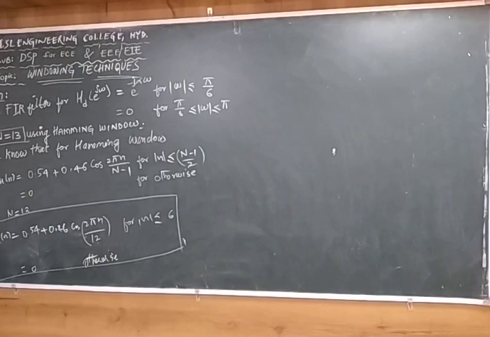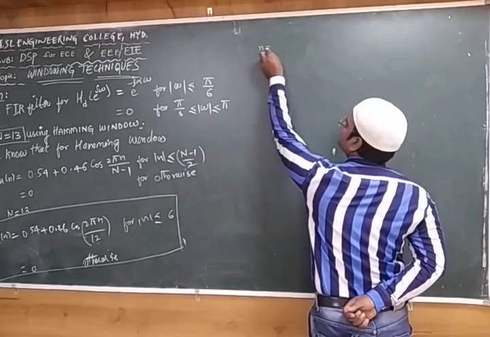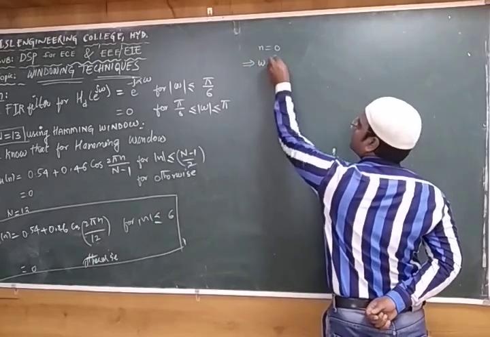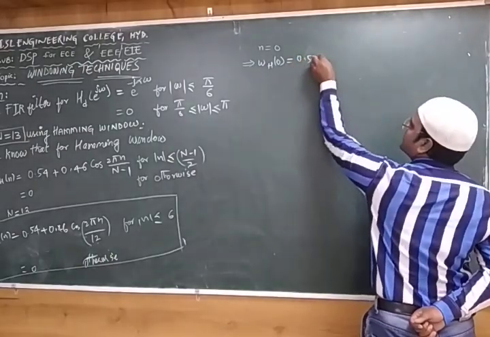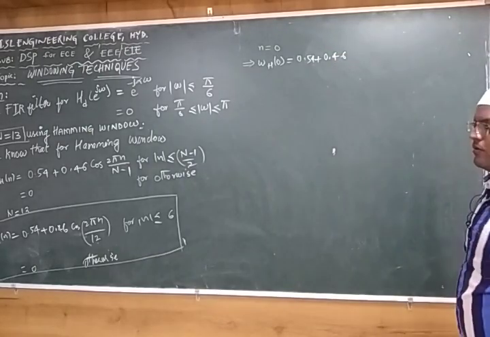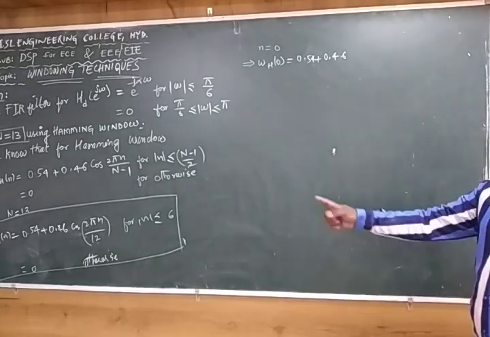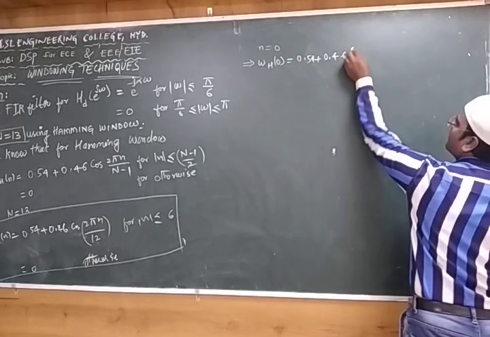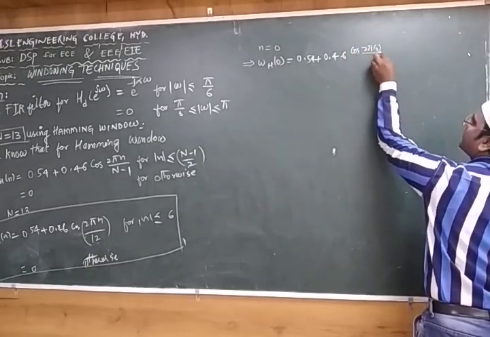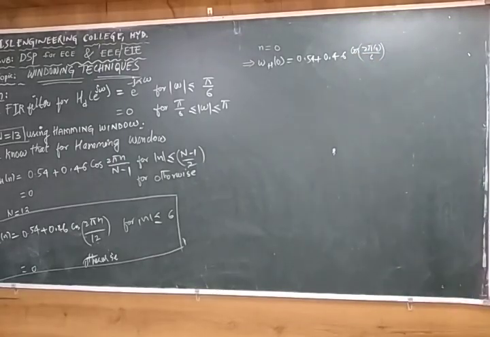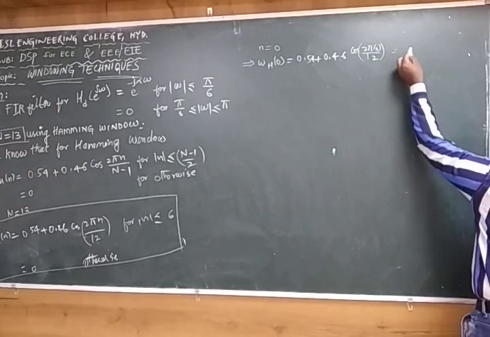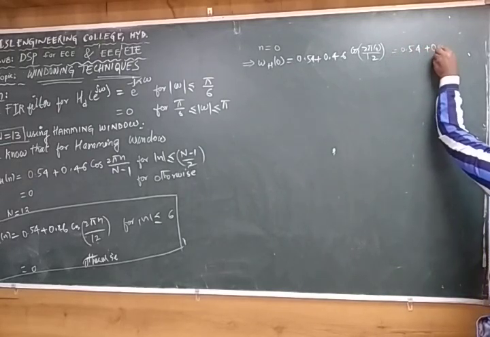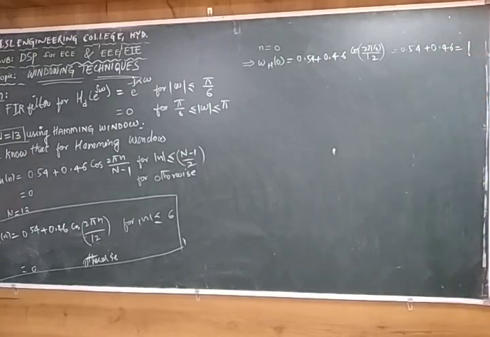So we need to substitute the values of n. What are the n values we have? The starting value is n equal to 0. So we will get W h of 0. We are substituting and finding the windowing function for it. So we get 0.54 plus 0.46, right, into cos of 2 pi n, where n is 0, by N minus 1, which is 12, right. So we can cancel it over there. Cos 0 degree is 1. So if you add this you get 0.54 plus 0.46 equal to 1. So we obtain the first one.